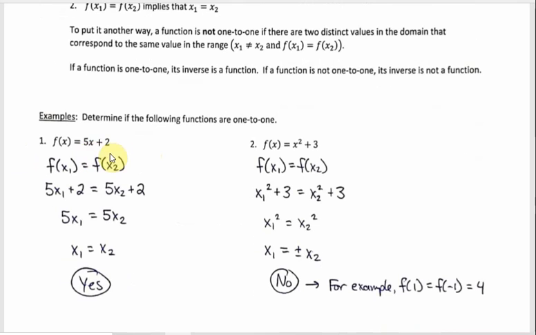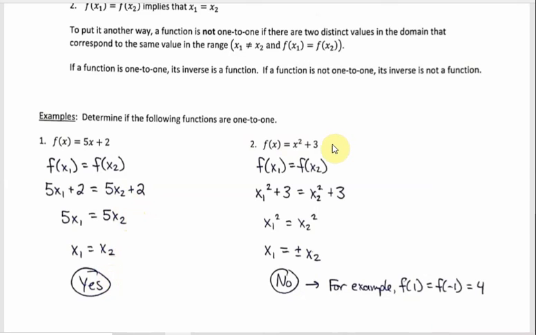But with number one, that's how I started. I said, if f of x1 is equal to f of x2, then f of x1, if I just sub in, is 5 times x1 plus 2. F of x2 is 5 times x2 plus 2. Then if I subtract 2 from both sides, I end up here. Divide both sides by 5, I end up here. So yes, x1 does have to be equal to x2 here. So yes, that's going to be one-to-one.